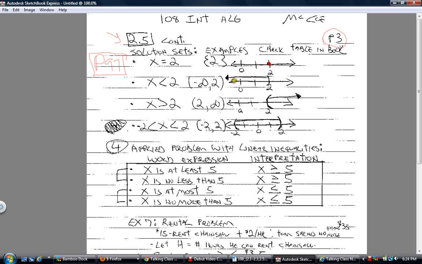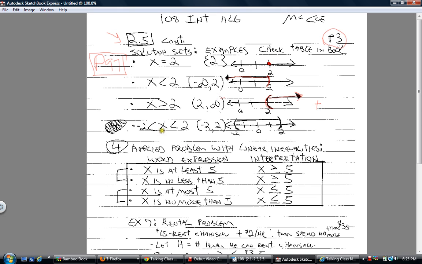If you have an example where your solution is x is less than 2, you find 2, and of course you're going to use the open circle, the open parentheses, and you're going to go to the left. In this case, notice there's no equal signs with these. Here's one with x is greater than 2, so you find 2, give yourself a right-hand parentheses, and you're going to the right because it's greater than. And remember, everything to the right is positive, everything to the left is negative.